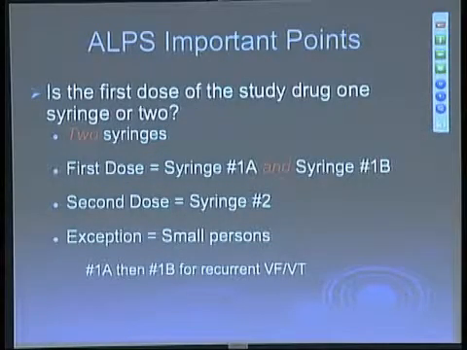Okay, the first dose is the 2 syringes, 1A and 1B. Second dose is syringe 2. Although we tell you to go for little itty bitty tiny people, to only go with syringe 1A for the first dose and then 1B for the second dose, I don't believe we've seen anybody that fit that criteria. I mean, you've got to be about this big to fit that criteria.